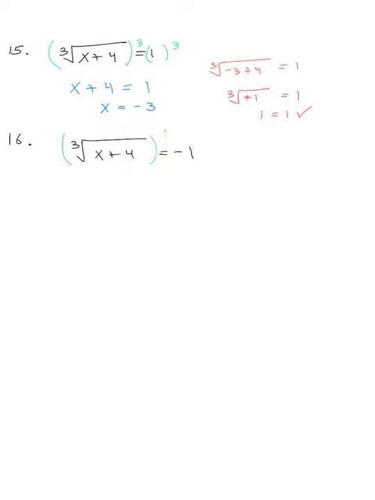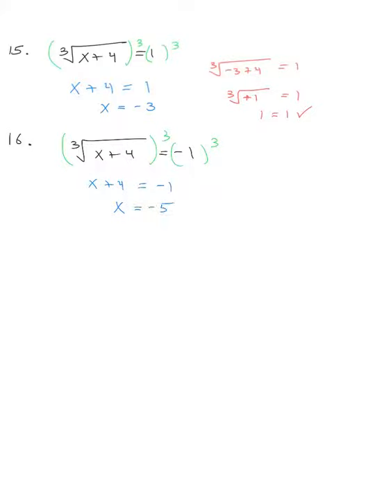If I start by cubing both sides, on the left you get x plus 4. But on the right, if you cube -1, it actually gives you a negative back. This is why negative values are okay in odd-powered roots. Anyway, if you subtract 4 from both sides, you get x is equal to -5.